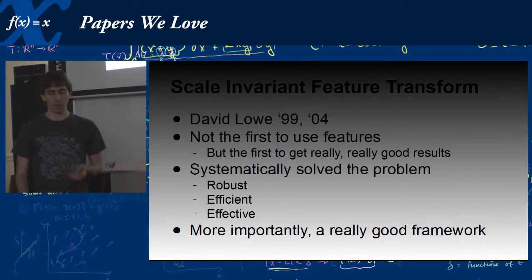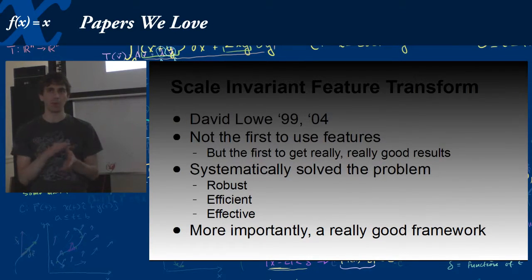So SIFTs are very robust. They respond well to having obstructions in the way or weirdness in the image. They're an extremely efficient way of locating features, and they are very effective. They work extremely well, surprisingly well in a lot of cases. And I think probably the bigger takeaway from this is that it formed a good framework for object recognition, where you can mix and match pieces. SIFT is the specific methods that he used, but you can imagine swapping out different bits and pieces of this algorithm to get different results under different conditions and experimenting with it and seeing what works. So really, really important piece of work.